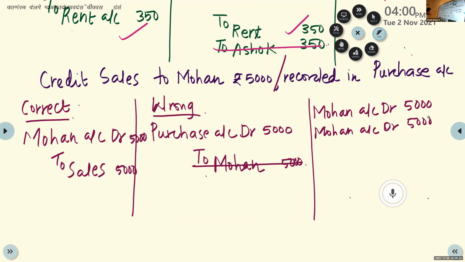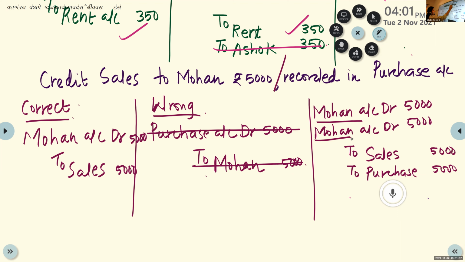Now to sales, the correct one. To sales 5,000. And this purchase should be cancelled. To purchase 5,000. Now instead of writing this 2 times, we can write it as a single entry. Mohan account amount is 10,000.